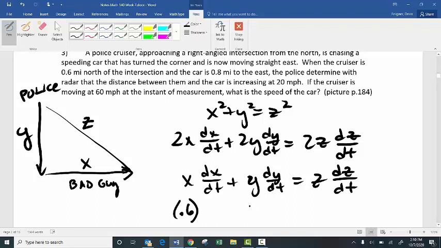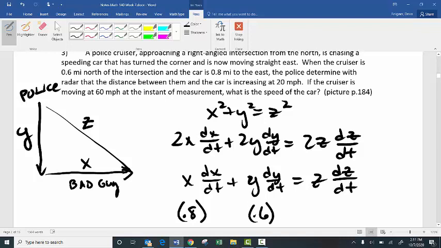So the bad guy, which is our, my bad, I have this backwards here. All right. So the bad guy is 0.8. So this should be 0.8. And then the police cruiser is the Y guy. So that's 0.6. So I had them backwards.